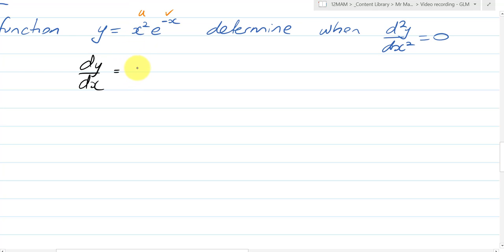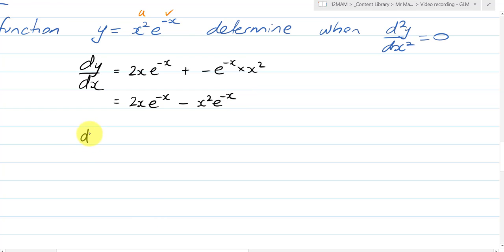So I've got u dash v, now u dash is 2x and v is e to the negative x, plus v dash u, and so v dash is negative e to the negative x times x squared, and so this becomes 2x e to the negative x minus x squared e to the negative x.